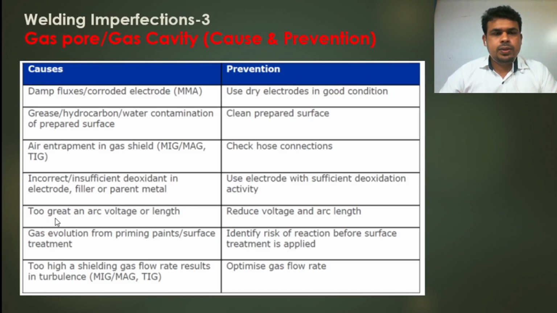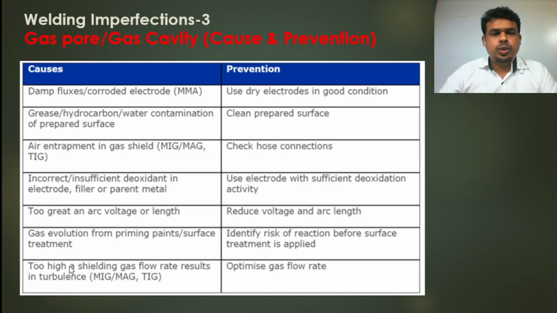If you do this, then you can prevent this type of problem. Then another one is the arc voltage or length. If the arc voltage or length is too high, it can also cause this type of problem, so reduce the voltage and arc length. Then you can prevent this type of imperfection. Then gas evolution from priming paint or surface treatment. This is another cause. So identify the risks of reaction before surface treatment is applied.